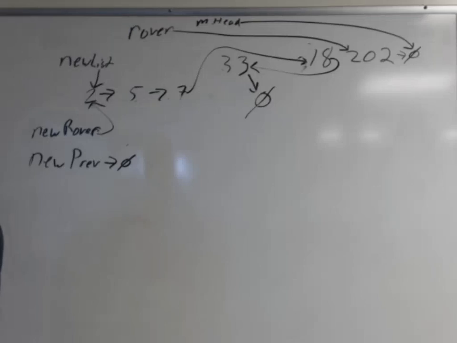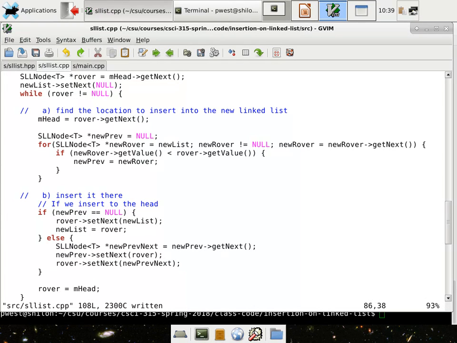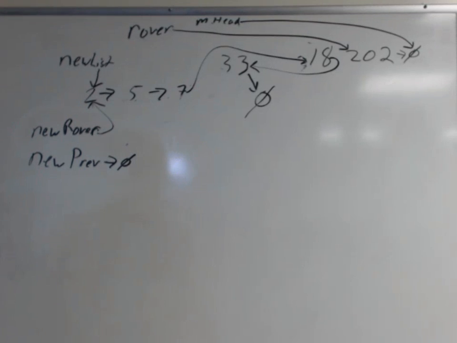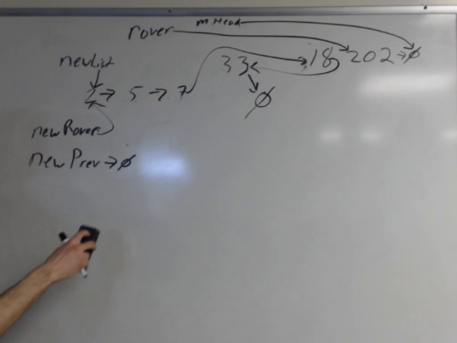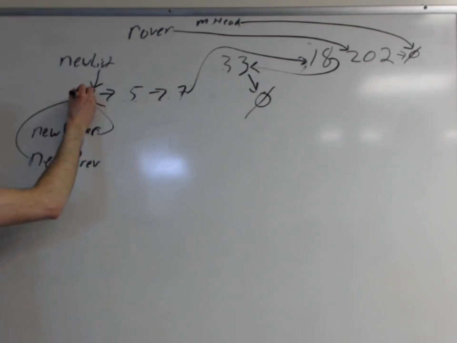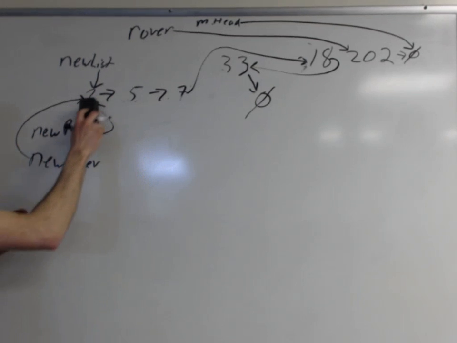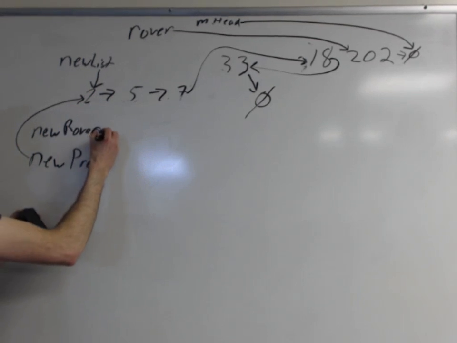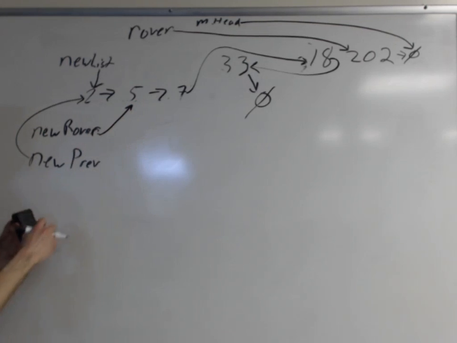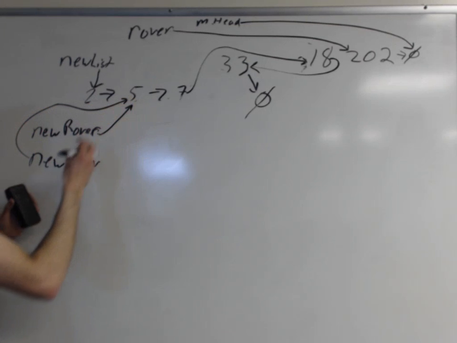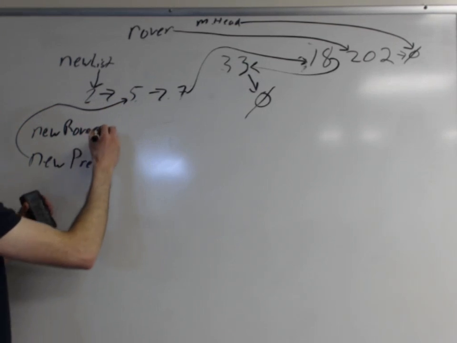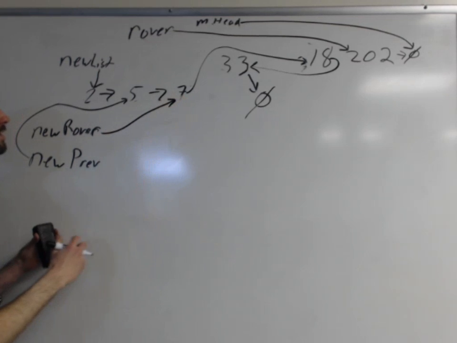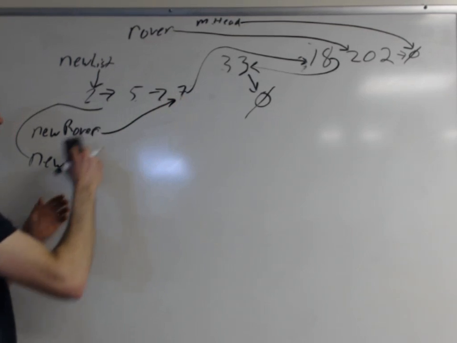Is new rover null? Nope. So while new rover, if the value is less than the other one, update the prev. All right. So is 2 less than 202? All right. So new prev right there. We increment the new rover to go to the next value. 5. Is 5 less than 202? Yeah. So we're going to put the 5 right there. Increment new rover to the 7. Is 7 less than 202?